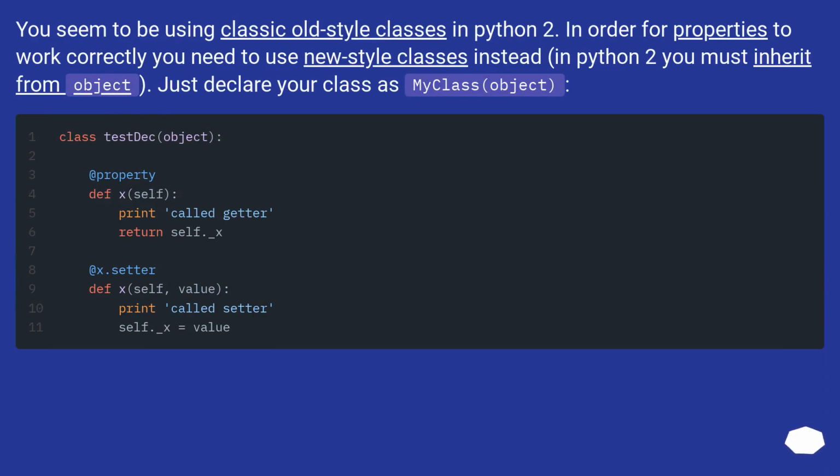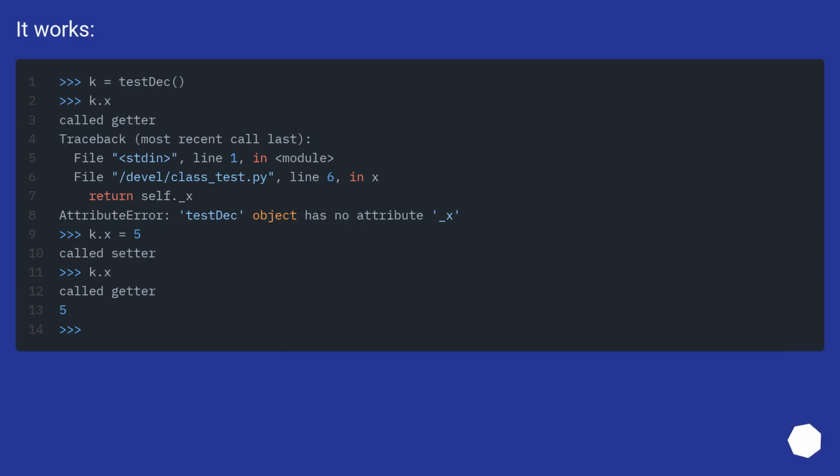You seem to be using classic old-style classes in Python 2. In order for properties to work correctly, you need to use new-style classes instead. In Python 2 you must inherit from object. Just declare your class as MyClass(object). It works.